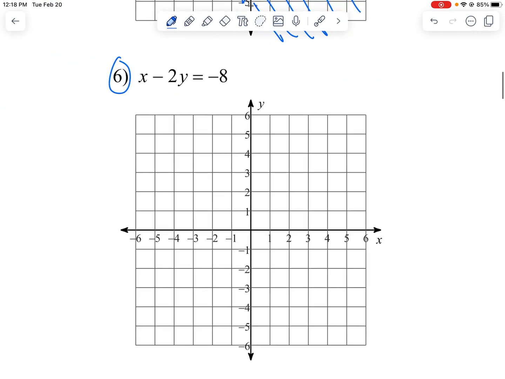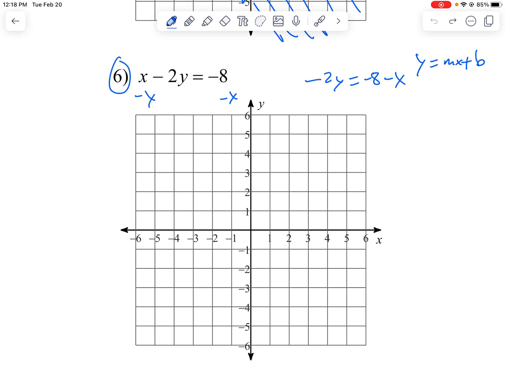If we look at number 6, sometimes your equation or inequality is not ready to be graphed because it's not in y equals mx plus b format. And so you have to make it be in that format. So we're going to subtract this x over. We got this. Now we got -2y equals -8 minus x. These do not combine because one's an x and one's not.